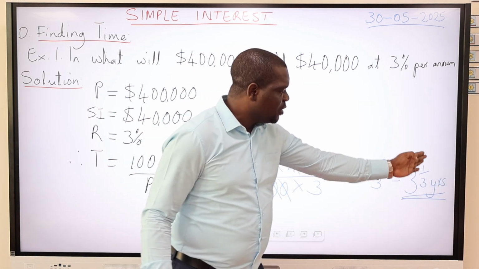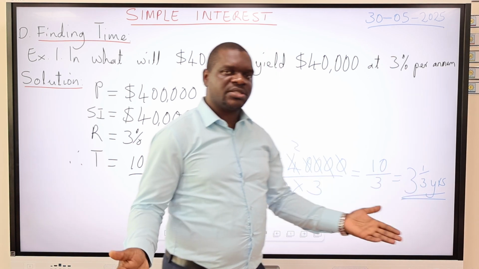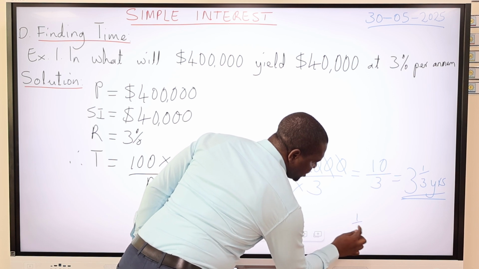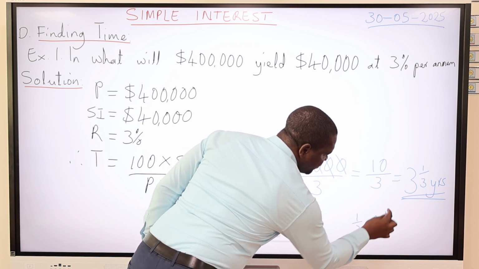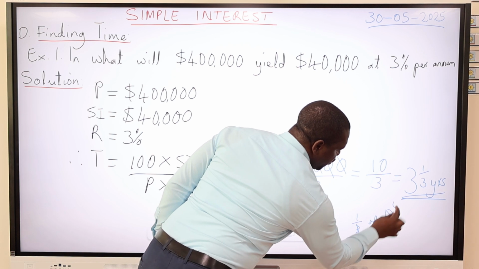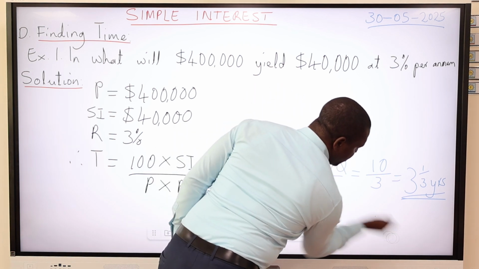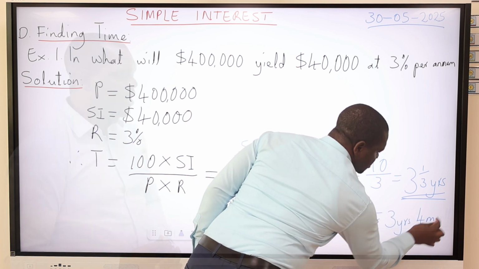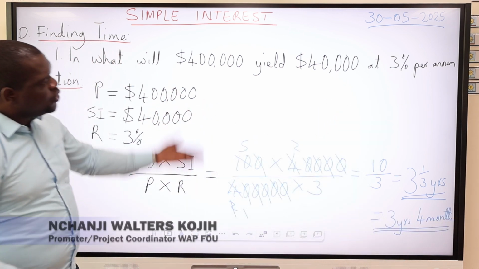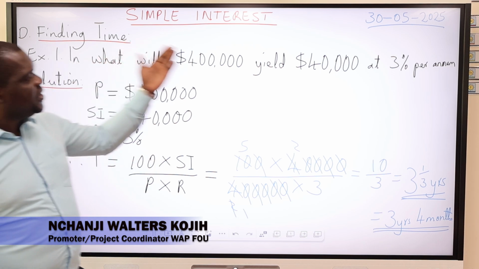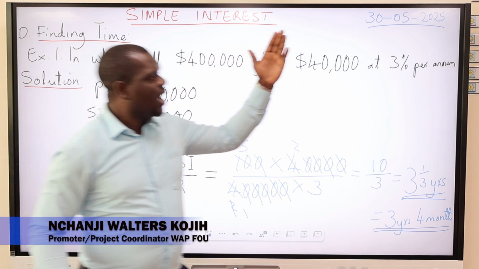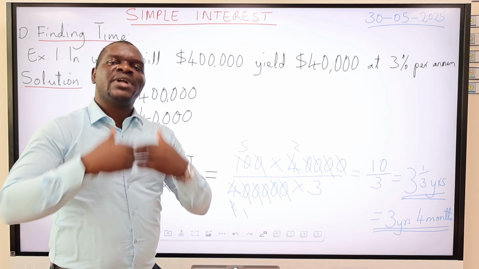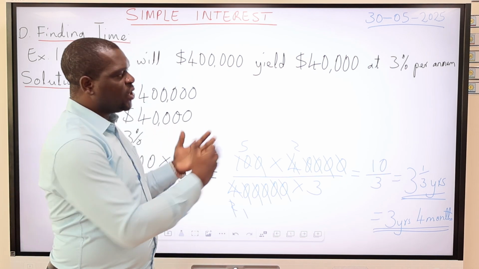You can change the 1/3 of a year into months if you wish, and that you can do by just calculating 1/3 of 12 months. 3 here 1, 3 here 4. So this can equally be expressed as 3 years, 4 months. And that is what you can do to find the time if the principal, the interest, and the rate are given. Now let's look at the second example, which will help you further understand what we are talking about.